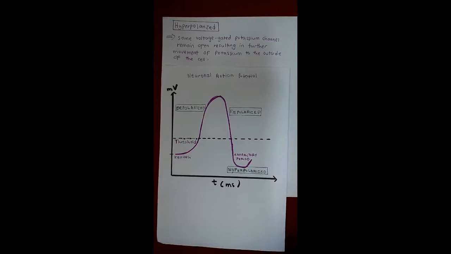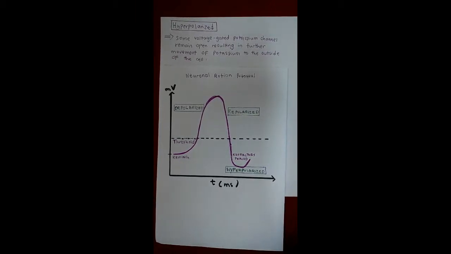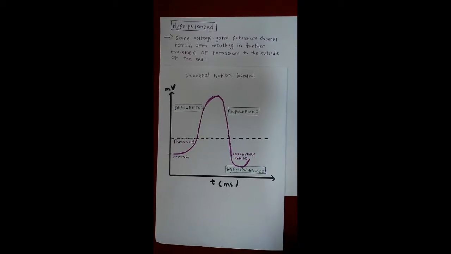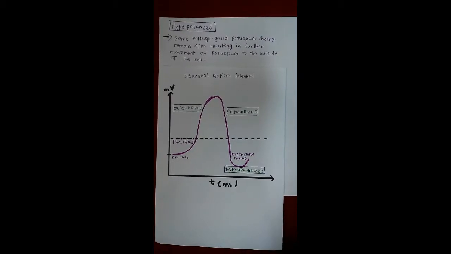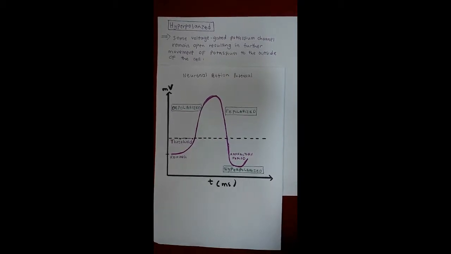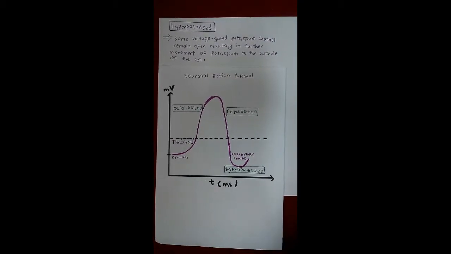The neuron enters a refractory period, which returns potassium to the inside and sodium to the outside of the cell. The sodium-potassium pump goes back to work, moving sodium ions to the outside of the cell and potassium ions to the inside, returning the neuron to its normal polarized state.